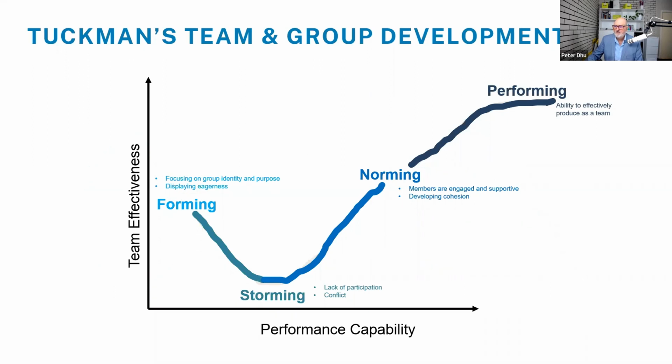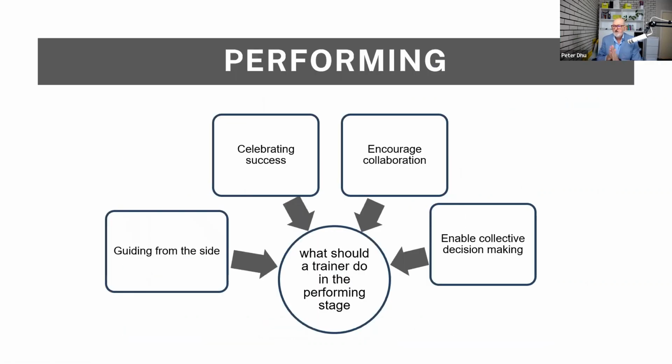So the performing part is really about the ability to effectively produce as a team, produce outcomes, produce solutions, produce the strategic plan, produce the way forward for the organisation. As a facilitator, as a trainer, your role will be guiding from the side while they're performing.